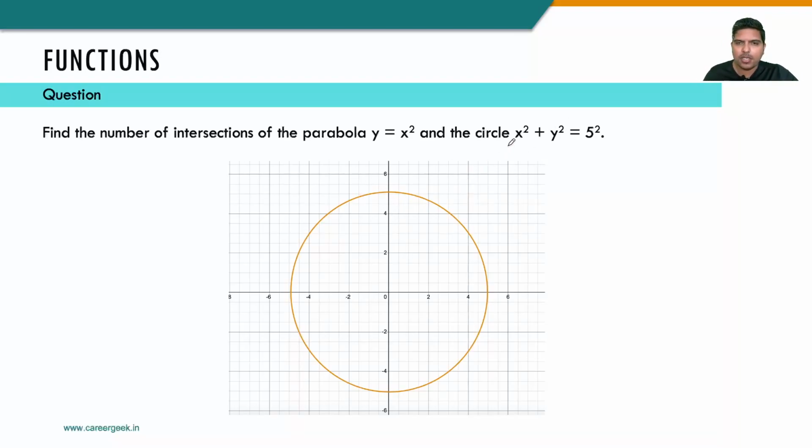So circle we have seen already. We all know this is a circle with center origin and radius 5. Let's say this is 5. And we have seen the graph of y equals x square, right? 0, 0, 1, 1, negative 1, 1, 2 and 4, and negative 2 and 4. So something like this. So it becomes easy with practice. The number of intersections are 2.